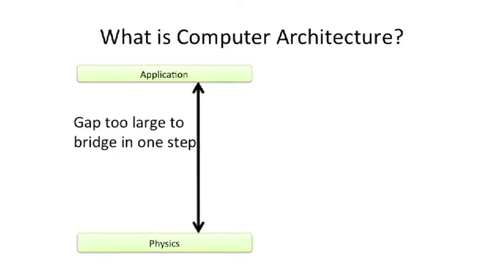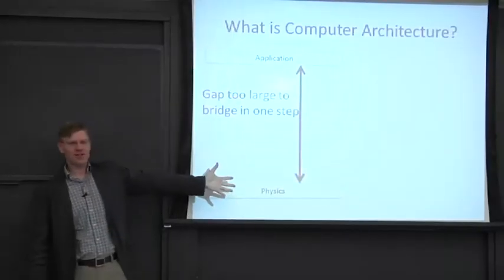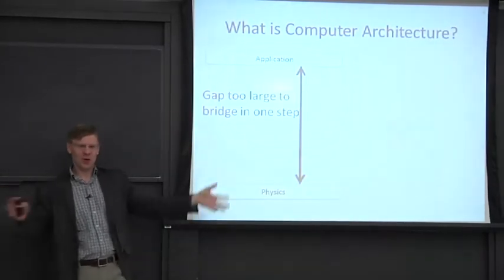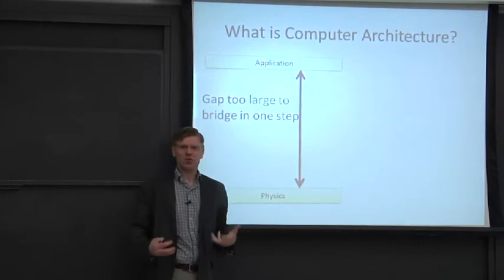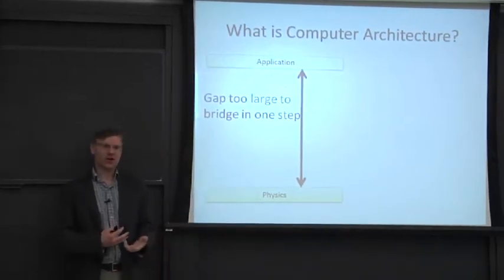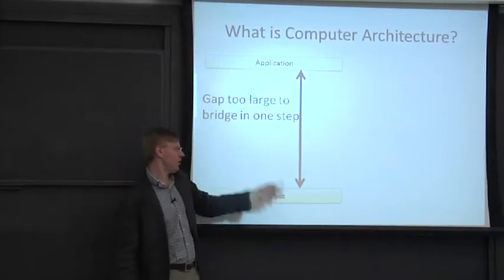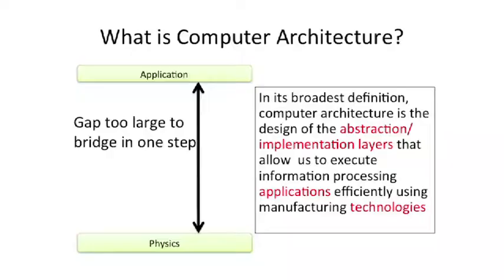So how do you go from an application directly to physics? You have physics bouncing around the world. You have mechanical systems. And without some level of abstraction, it's very hard to go from the application directly to the physics. Now, in the broadest sense, what computer architecture is trying to do is it's trying to come up with the abstraction and the implementation layers that are needed to be able to bridge this gap.